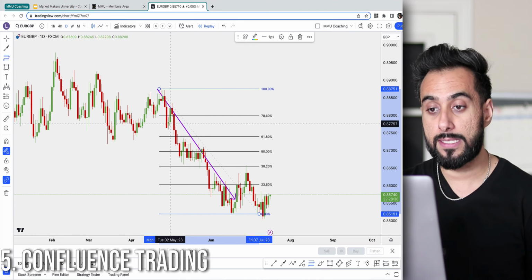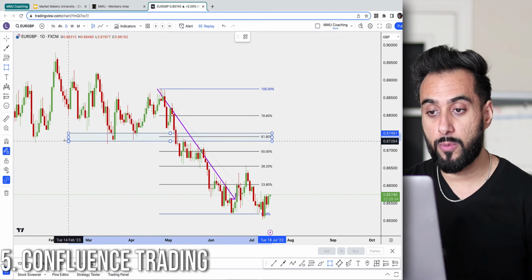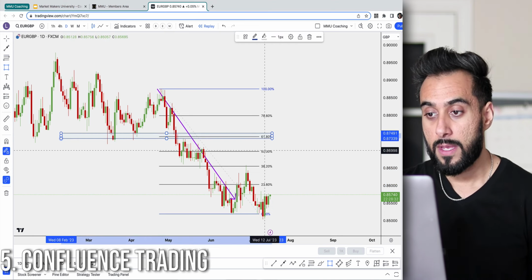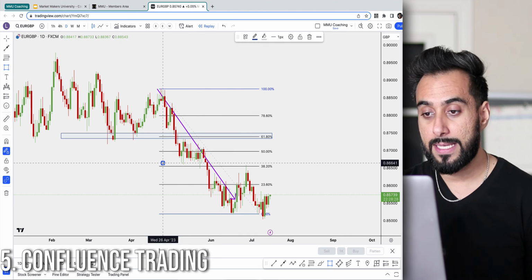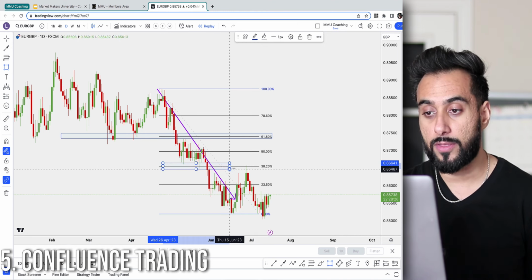So there is alignment at the 61 fib. There's not really any clean alignment on the 50 fib. There is indeed clean alignment on the 38 fib.